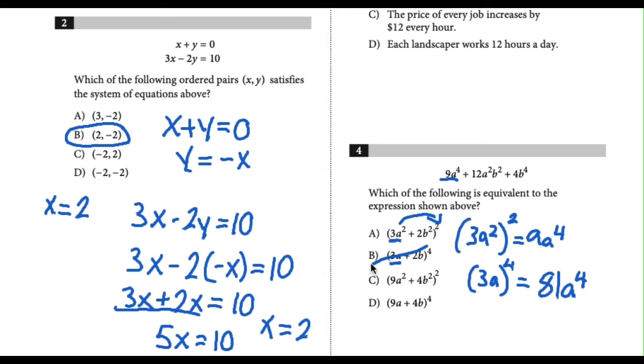So B is not going to be an answer choice. For C, we have 9 squared, which is also 81, and once again is not our 9a to the 4th. And for D, we have 9 to the 4th, which once again is not 9a to the 4th. So our answer is going to be answer choice A.